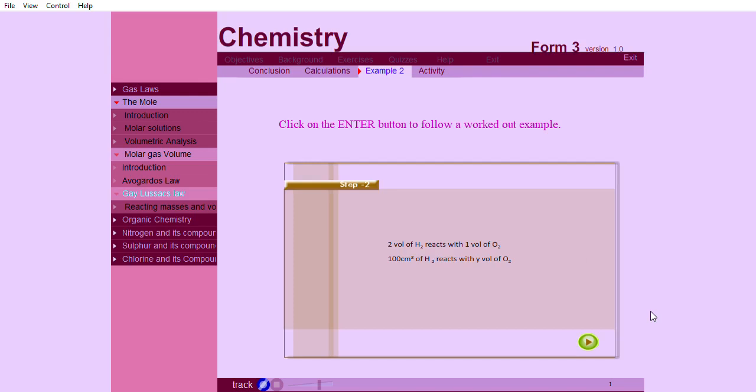100 cubic centimeters of hydrogen gas reacts with Y volume of oxygen gas. Step 3. Cross-multiply and solve for Y. Y is equal to 100 multiplied by 1 divided by 2, which is equal to 50 cubic centimeters of oxygen gas. The unreacted oxygen gas is equal to 100 minus 50, which gives us 50 cubic centimeters.